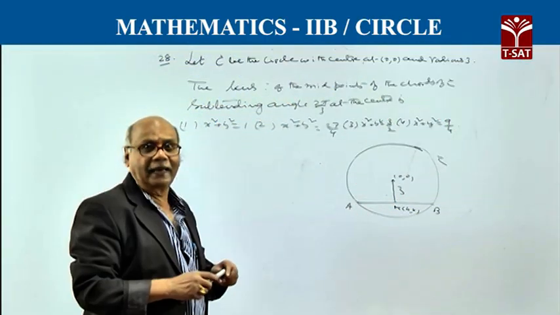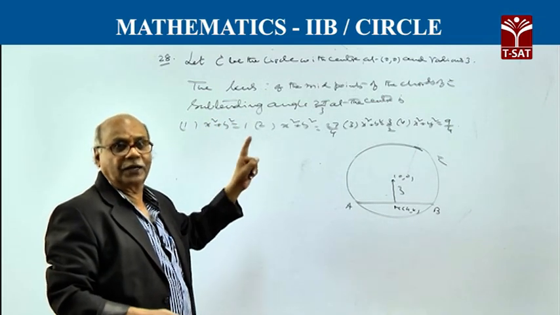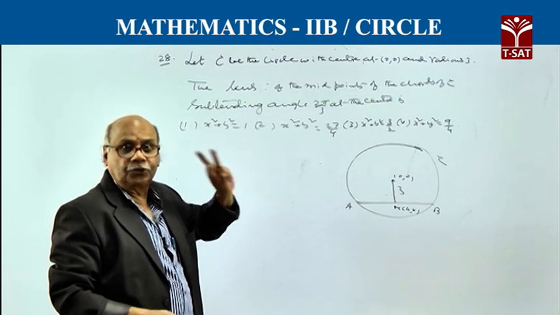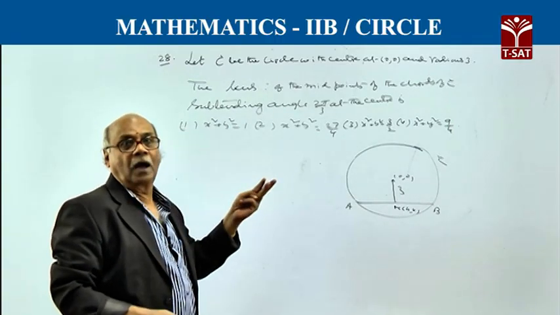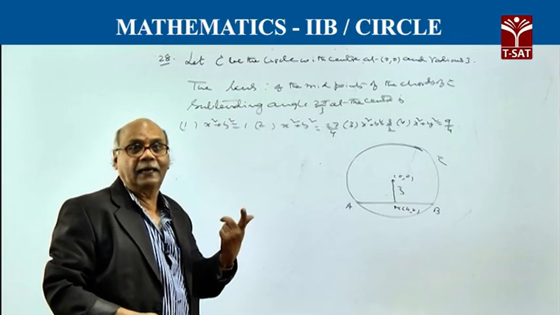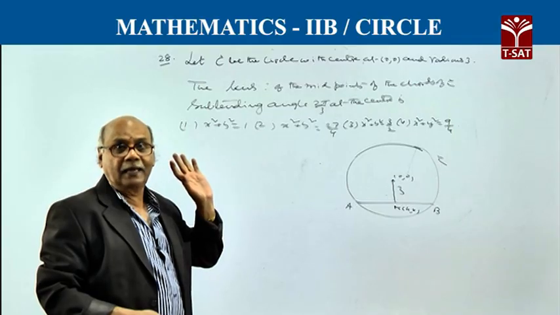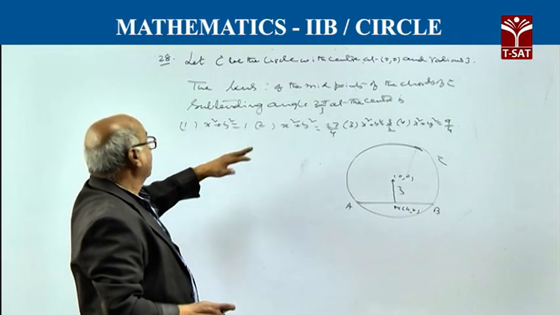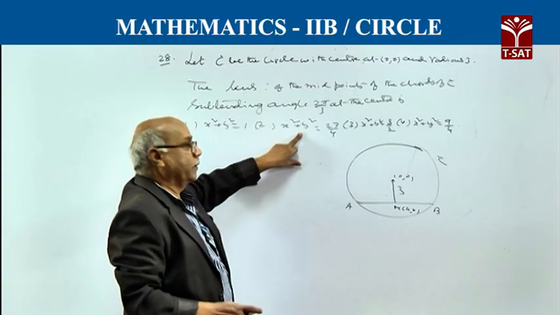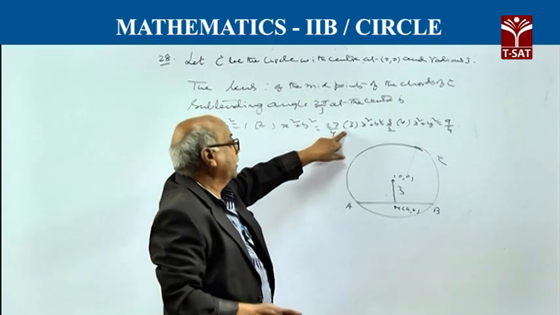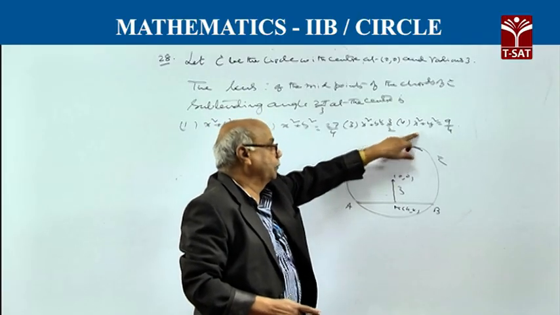Question number 28. You are given a circle C whose center is origin and radius 3. Now he is asking the locus of the midpoints of the chords of the circle which subtend an angle of 2 pi by 3 at the center. The options are x square plus y square is equal to 1, x square plus y square is equal to 27 by 4, x square plus y square is 3 by 2 and x square plus y square is equal to 9 by 4.